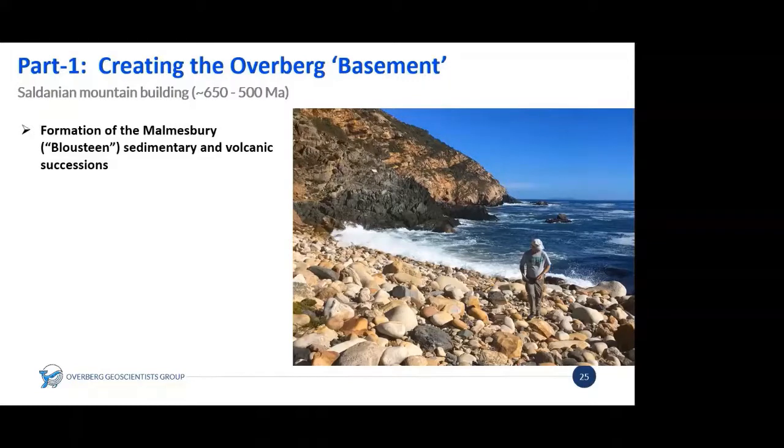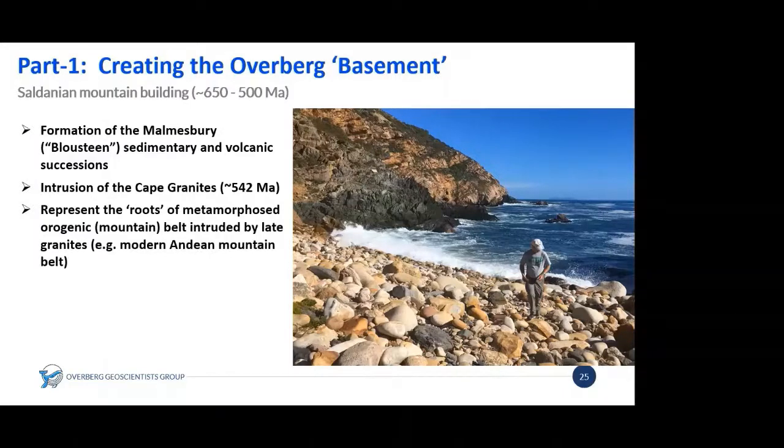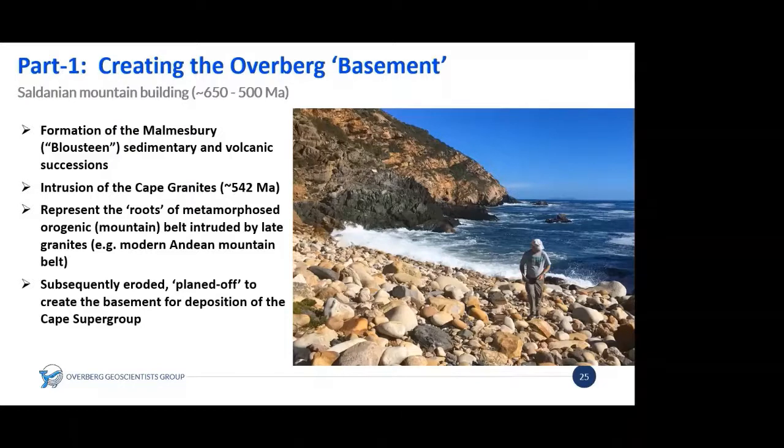In this area, mainly sedimentary, but there are some volcanic ignimbrites, obviously formed by the volcanic activity that we noticed earlier on during the docking of South America. The Cape Granites formed at approximately that period. And these, as we've said, were the equivalent of the modern Andes, whereby we've got compression formed by subduction, we've got the volcanic and igneous activity to form the granites that we see today. Planed off to create the basement, as we saw in the diagrams a few minutes ago.